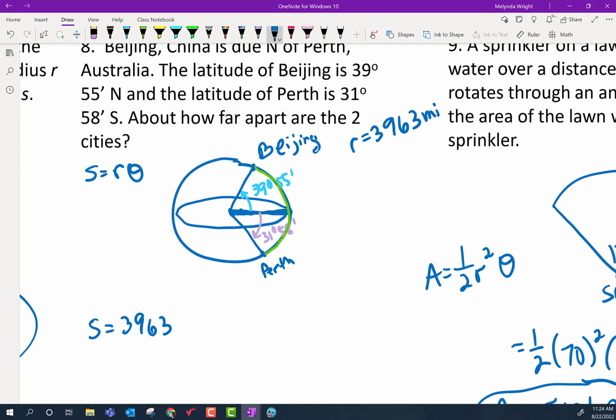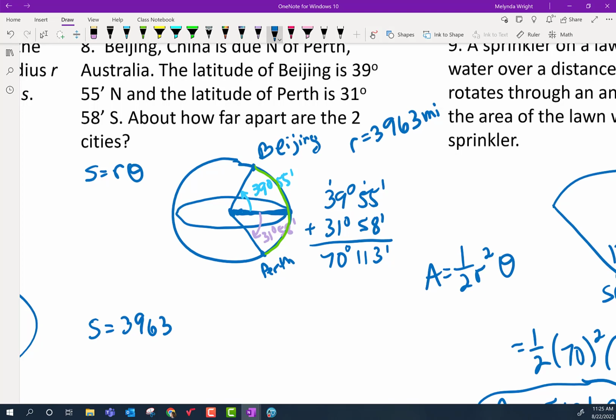So let's do some scratch work over here. 39 degrees, 55 minutes plus 31 degrees, 58 minutes. When you do this, you just add minutes to minutes and degrees to degrees. You don't cross over. So 5 plus 8 is 13, and 50 plus 50 is 100, so it's 113 minutes. Now let's add the degrees up. 9 plus 1 is 10, so that's 70 degrees. So 70 degrees and 113 minutes.